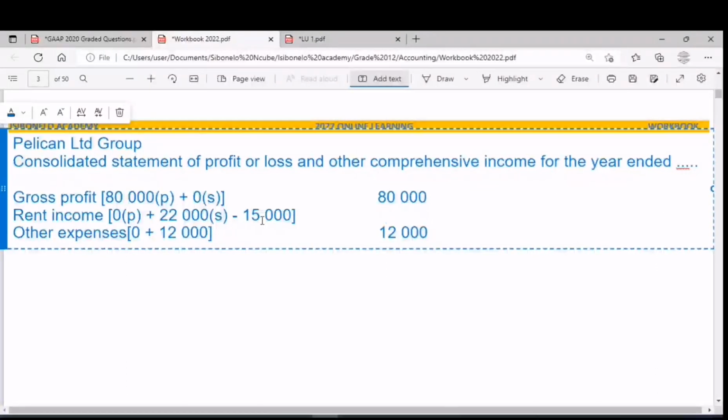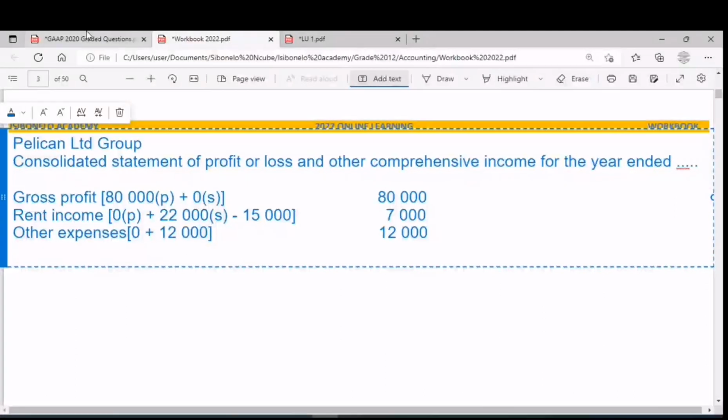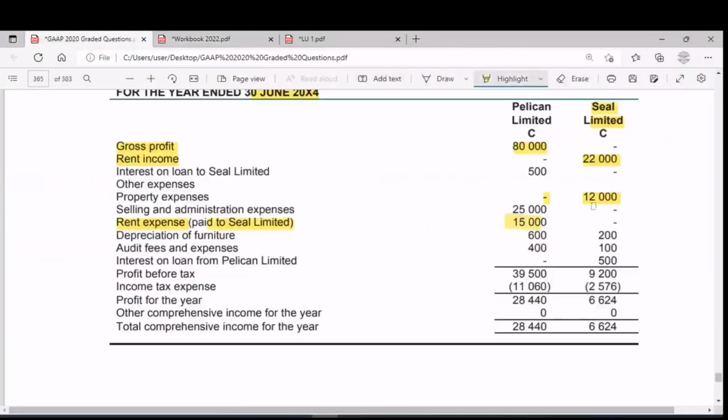So 22 minus 15 kusala malini? 7,000. Thank you, 7,000. So 7,000 yona rent eqhamuke outside okuyona esijabulelayo, not 15,000 oqhamuka within the group. Thank you very much. Okay, siqhubekeni. Sesiqedile ngo rent sibe no property.